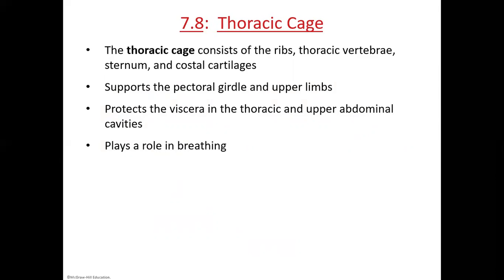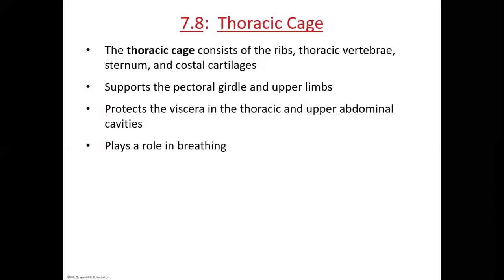And the thoracic cage supports your pectoral girdle, which is your scapula and your clavicle. Those are your shoulder bones, basically. And also your upper limbs. So the thoracic cage is how you attach your arms. Upper limb is the appropriate way to say arms, scientifically.